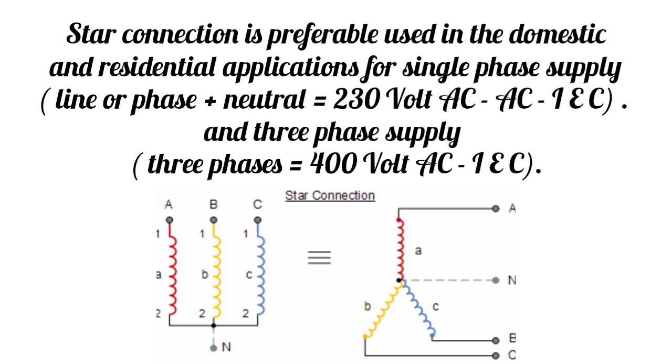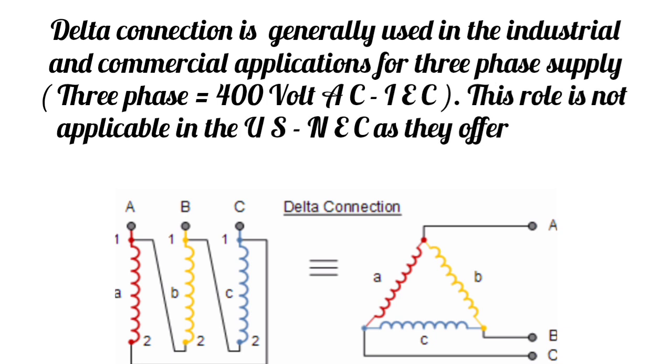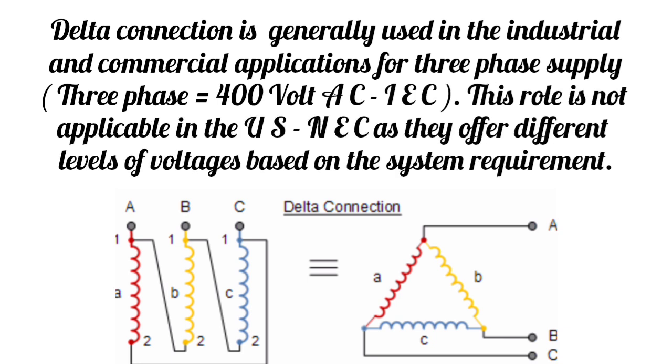Line or phase to neutral is equal to 230 volts AC, IEC. And three-phase supply, between three phases, is equal to 400 volts AC, IEC. Delta connection is generally used in industrial and commercial applications for three-phase supply. Three-phase is equal to 400 volts AC, IEC. This rule is not applicable in the US, NEC, as they offer different levels of voltages based on the system requirement.